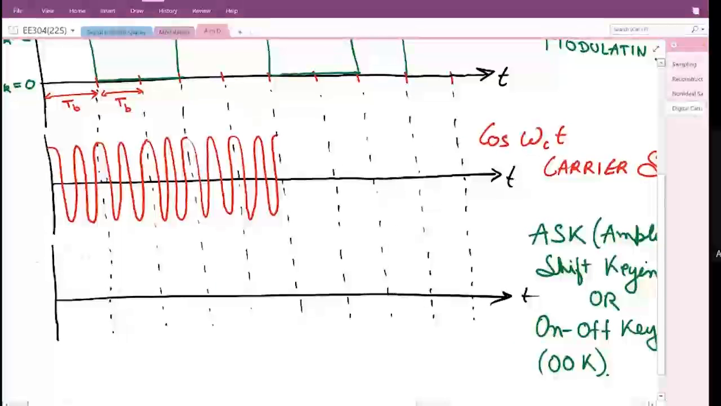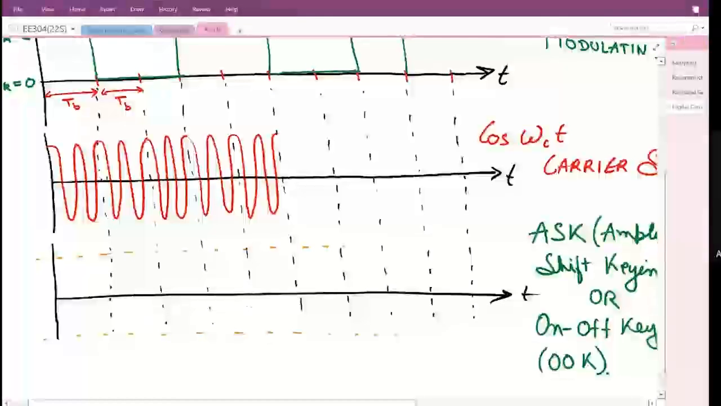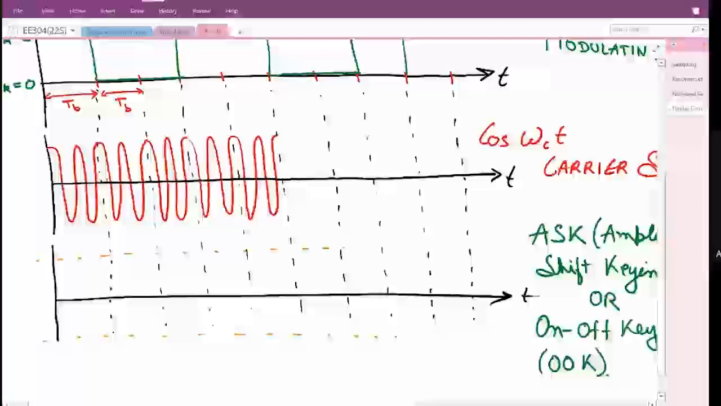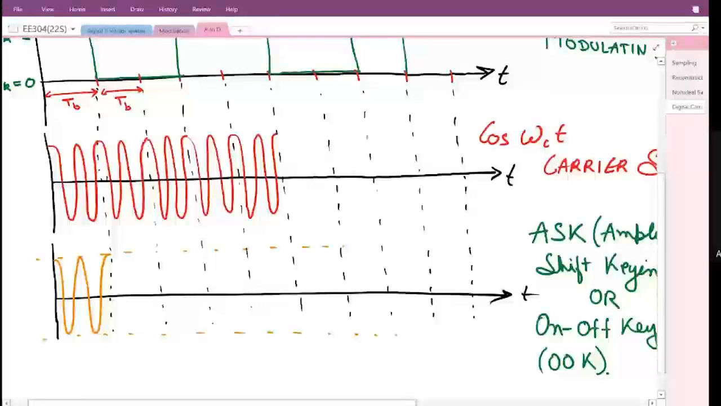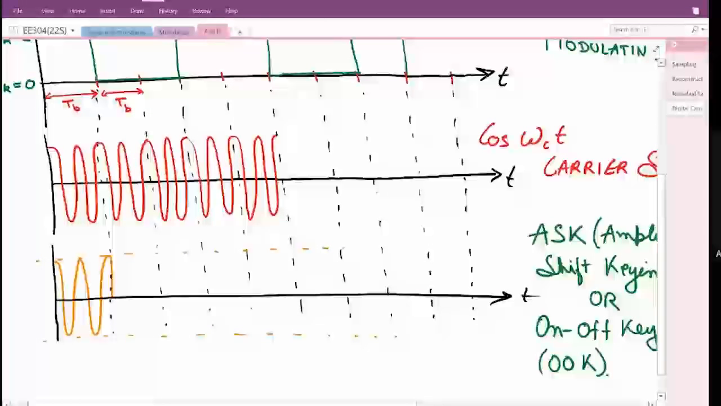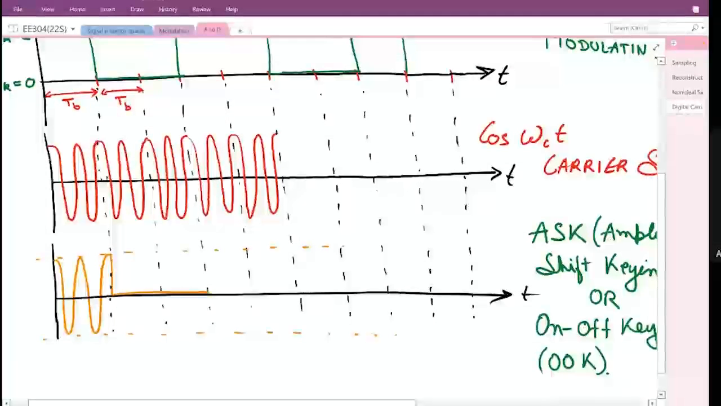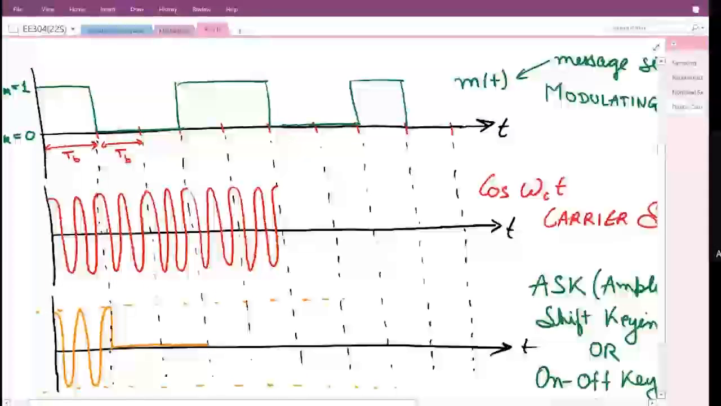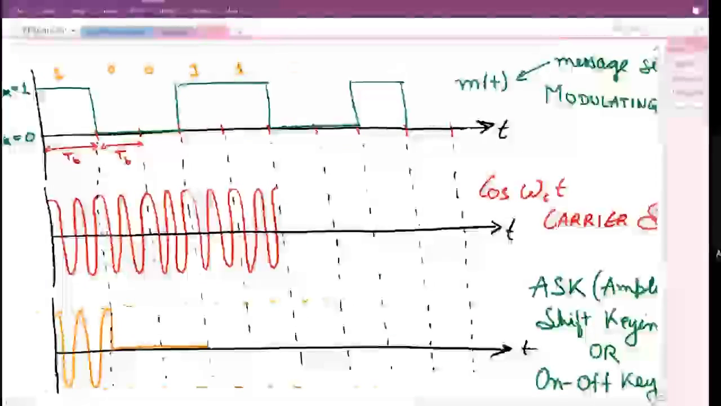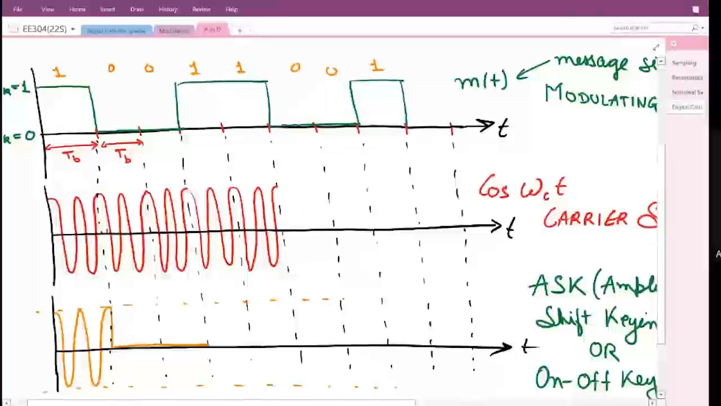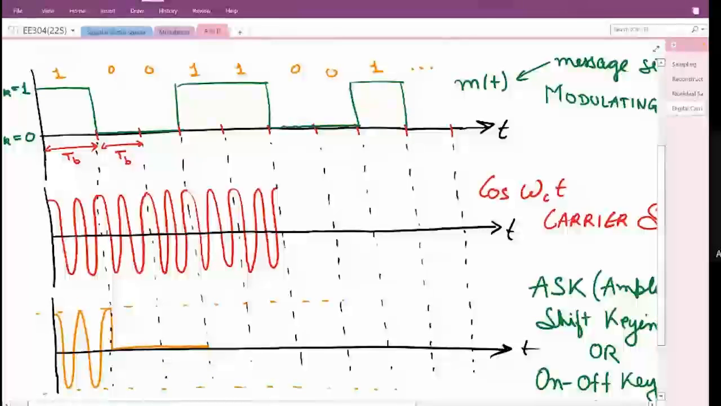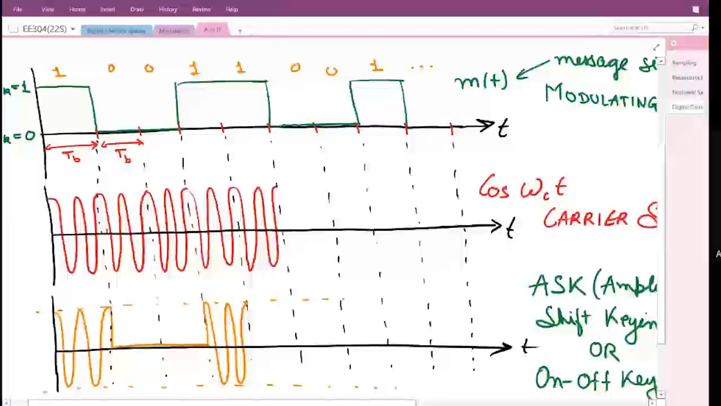So first I have to draw the guiding lines. It should be two cycles here, and then it should be zero for two intervals, because the signal itself is zero. So I should write 1 0 0 1 1 0 0 1 and so on. So 0 0, and then it should be again like this.